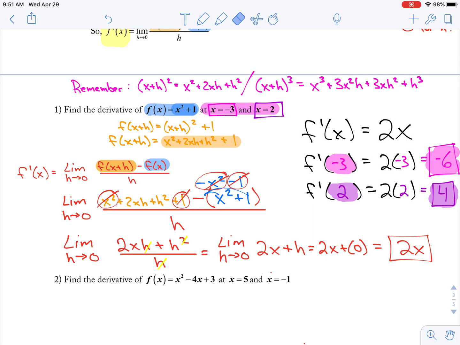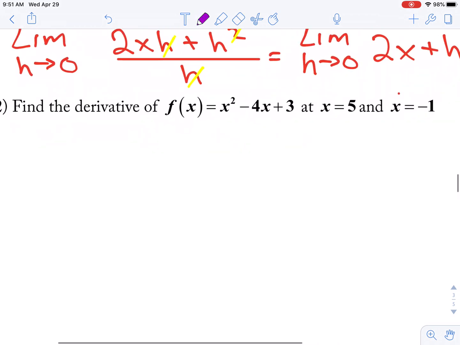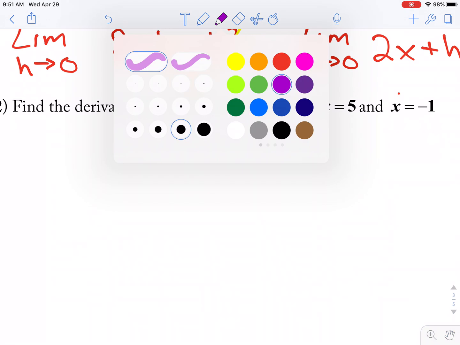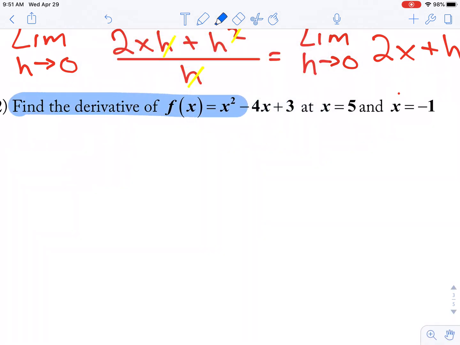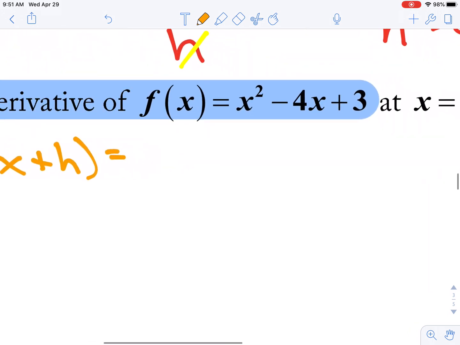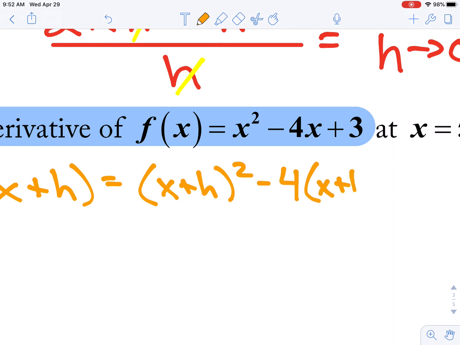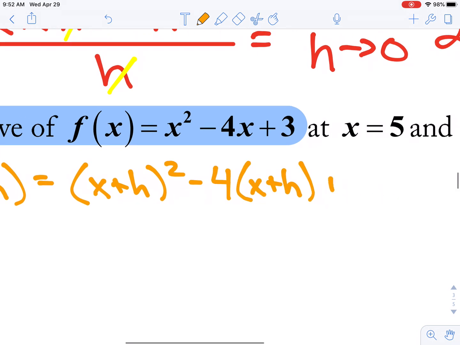So here we got a couple more examples. Next one, same thing. So again, remember, the first step here, it says find the derivative. So if I want to find the derivative, there's my original function. I have to first find f of x plus h. So f of x plus h in this case equals, well, it says x squared, so x plus h squared, minus 4 times x, so minus 4 times x plus h, and then plus 3.